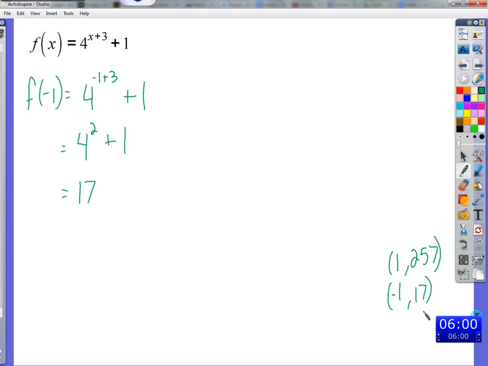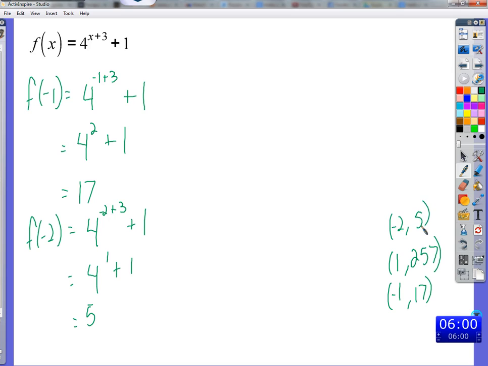So if 17 is too big, what can we do to get a smaller number out? Let's do -2. f of -2 equals 4 to the -2 plus 3, which is 4 to the 1. 4 to the 1 plus 1, that's just 5. That's much nicer. Negative 2 comma 5. When we put in negative 2, we only had to do 4 to the 1 and just get 5. So let's try negative 3. 4 to the negative 3 plus 3 plus 1. That's 4 to the 0. What's 4 to the 0? 1, that's 1 plus 1, that's only 2.